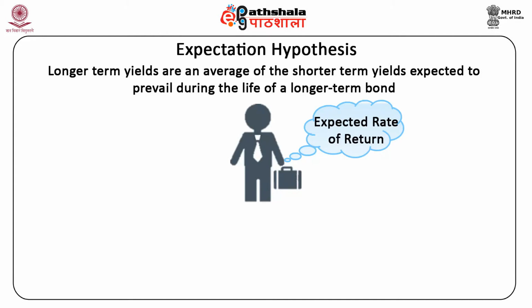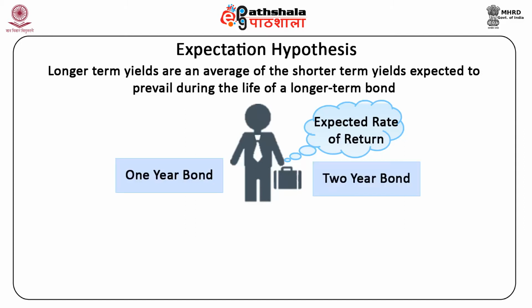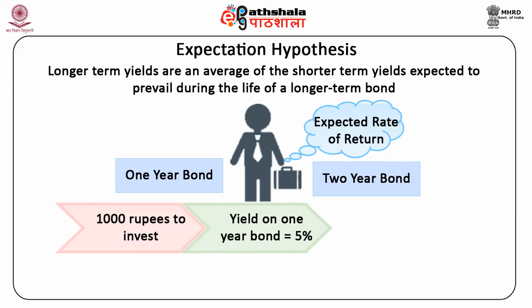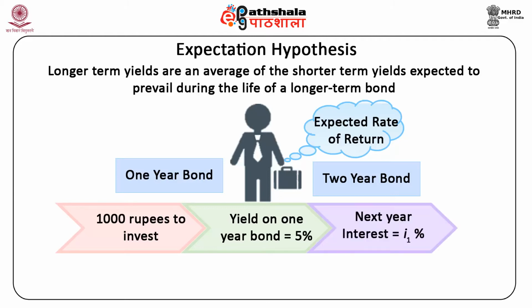If investors have the option to choose from a 1 year bond and a 2 year bond, the decision would be based on the expected return from each type of asset after a year. For example, an investor has 1000 rupees to invest for 2 years. Current yield on 1 year bond is 5%, and next year 1 year bond will pay interest of I1%. Thus, if the investor purchases 1 year bond today and purchases another 1 year bond after it matures, in 2 years he will have Vs equal to 1000 into (1 plus 0.05) into (1 plus I1).